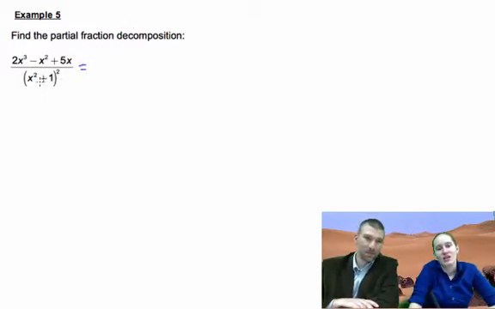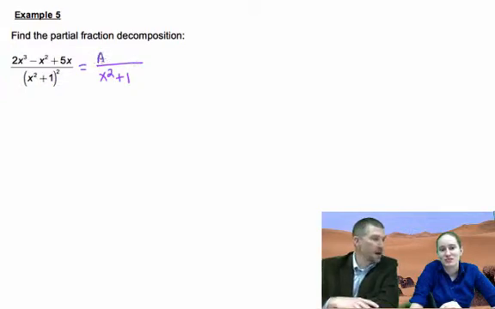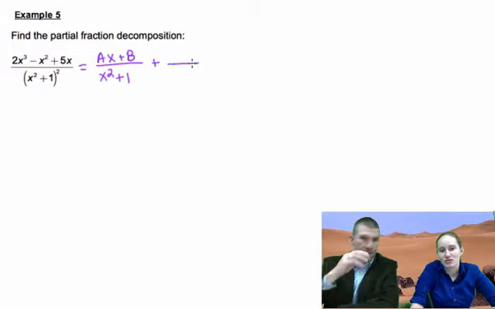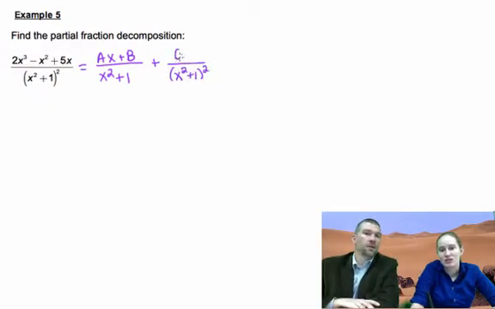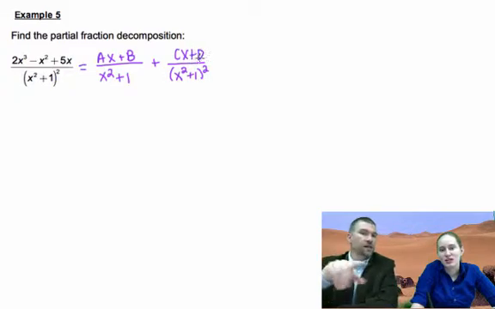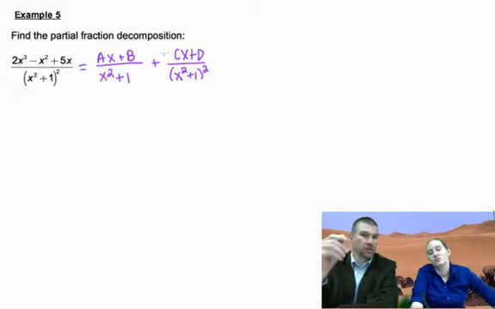Okay, so x squared plus 1 is an irreducible quadratic. We keep seeing x squared plus 1 in particular. It's pretty easy to spot. And you need both versions of this now, both degrees. So now we need x squared plus 1 squared, but with Cx plus D. That doesn't change the top, though. You still just have a linear thing on the top.